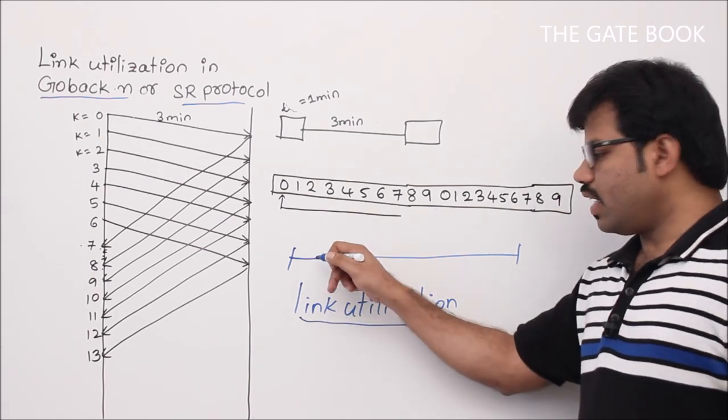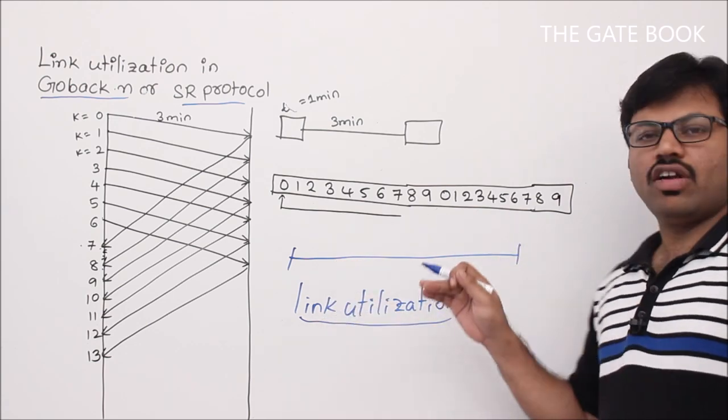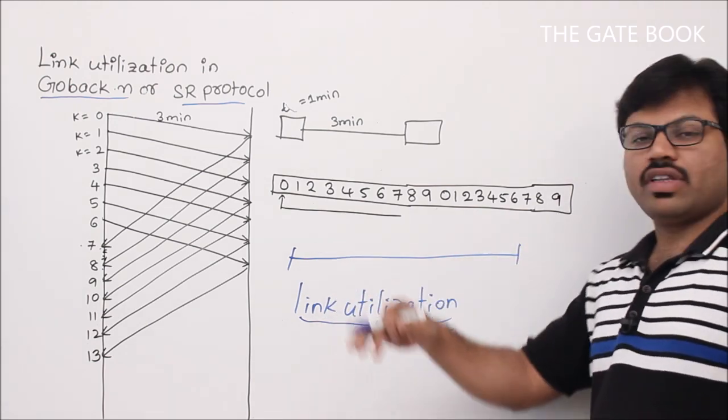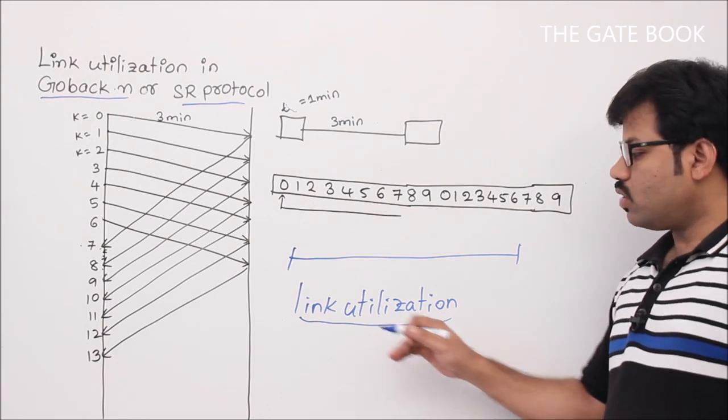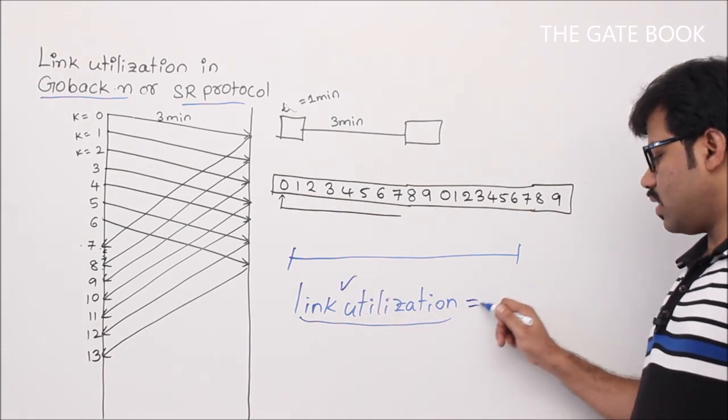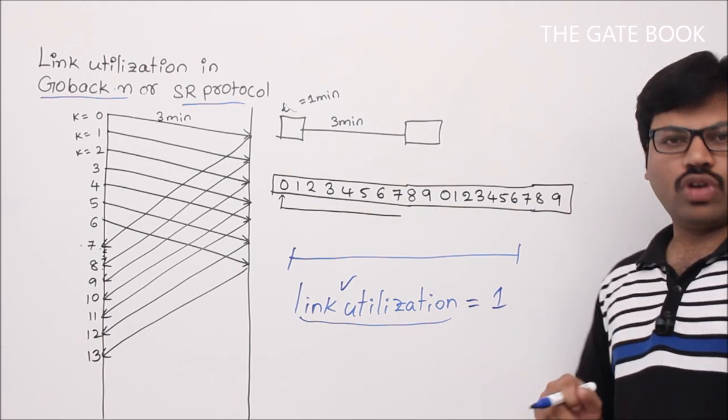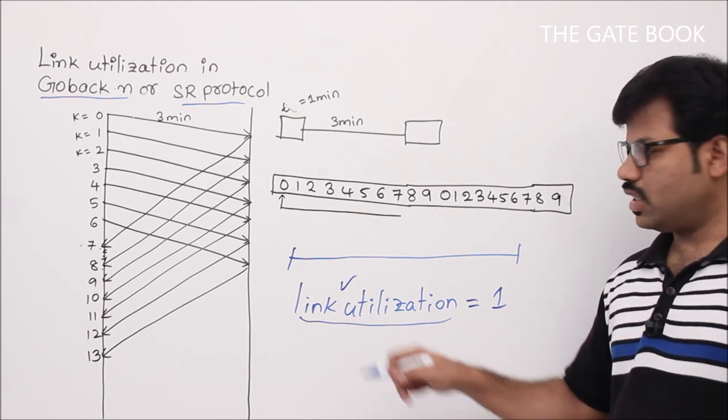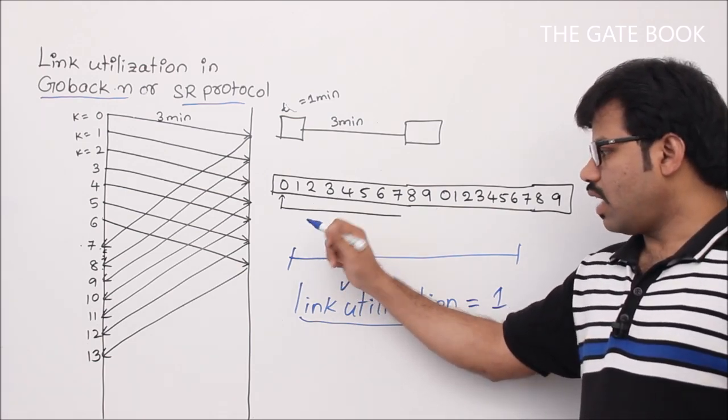In stop and wait, it was very hard to get link utilization 1, correct? Because definitely after sending the frame, we have to wait for the acknowledgement. But here we are not waiting for the acknowledgement, right? So there is a chance of getting link utilization 1 here. For that, I will tell you what we have to do. The optimal situation is this one.